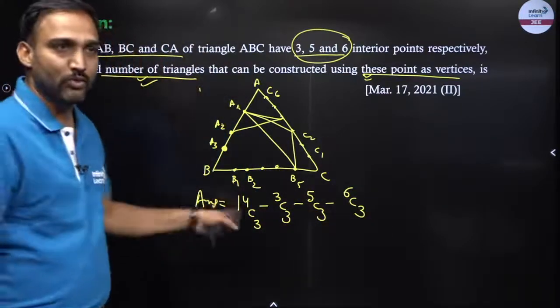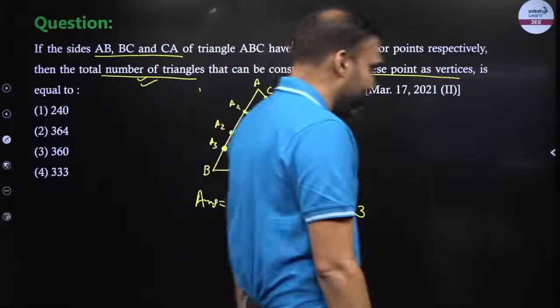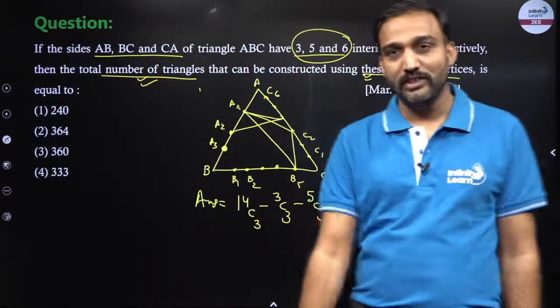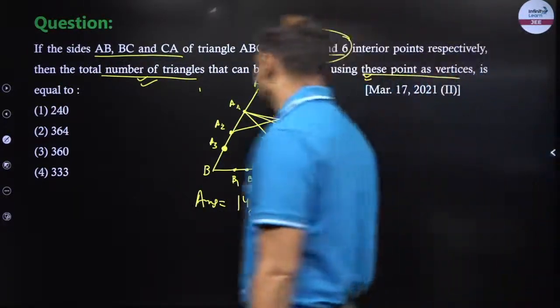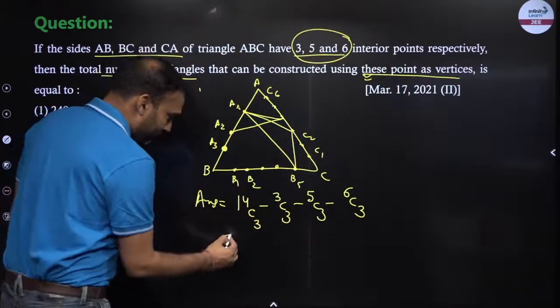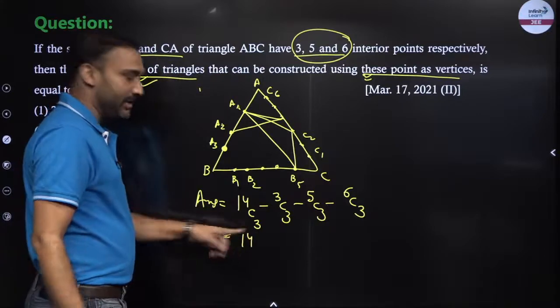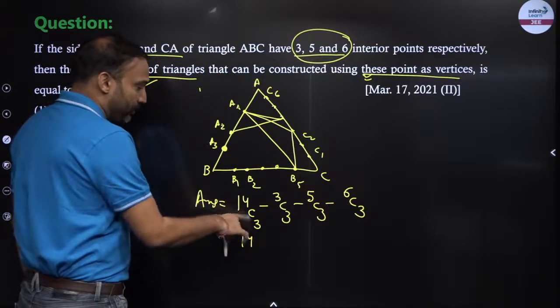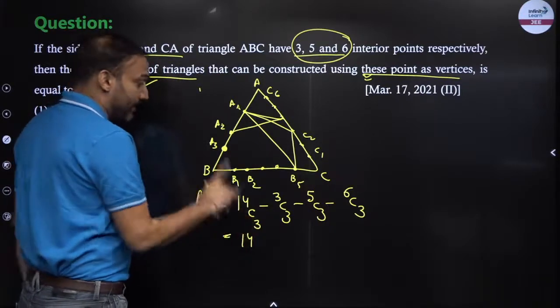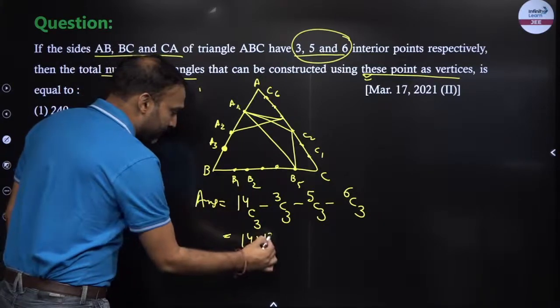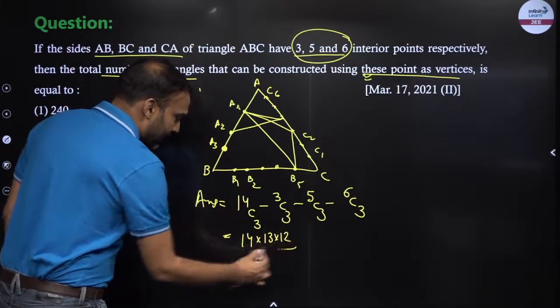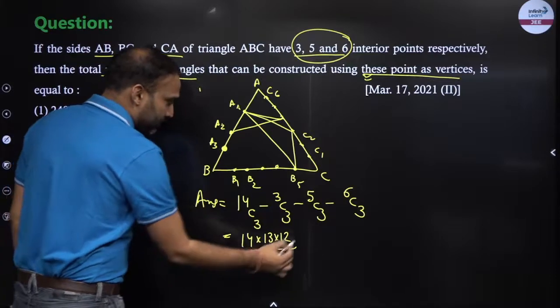Right? So this would be my final answer, that is 14C3 minus 3C3 minus 5C3 minus 6C3. Let us simplify this. Whenever you have to calculate nCr, I give you a trick. For 14C3, write 14, the tail is 3, so write 3 consecutive natural numbers, 14, 13, 12. That's it. And divide by 3 factorial.